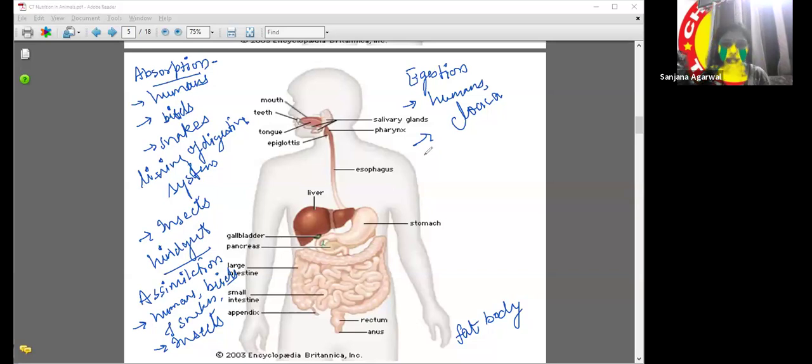Third point, in insects, waste is eliminated through the anus.